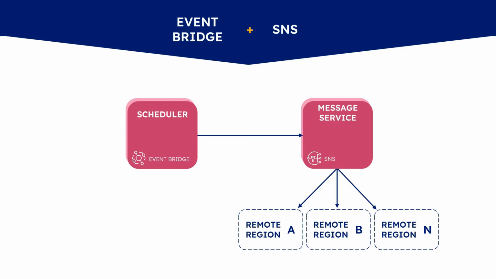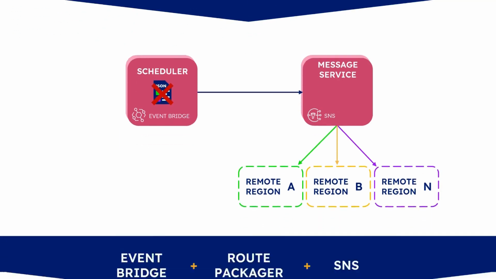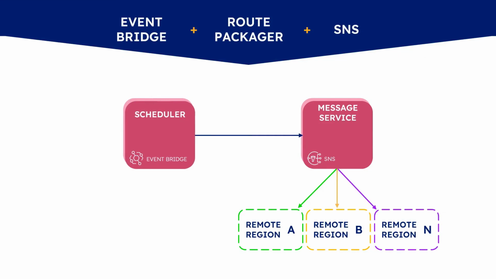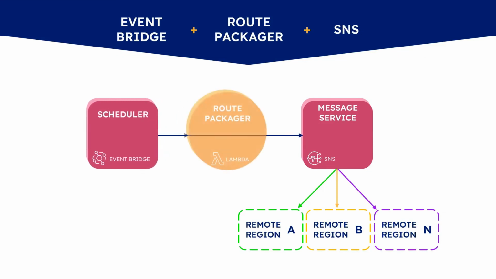In order to make this message distribution more targeted, we added message filtering logic to the SNS topic subscriptions for each region so that only messages intended for a given region were added to the queue for processing by test runner. We still needed one last piece of functionality to make this work, however. In order for the subscription filters to work, we needed to add some region metadata to the message, functionality that EventBridge does not provide. This is why we decided to build the route packager Lambda function.